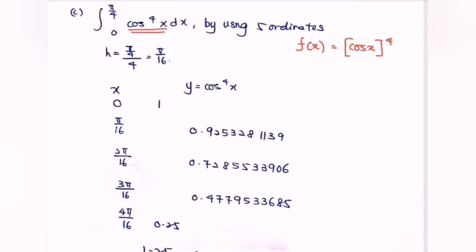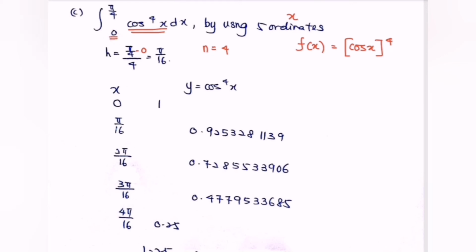So in here, 5 ordinates refers to the values of x. If you notice, given the situation, 5 ordinates means that the number of strips will be equal to 4. So what we have to do now is to find the value of h, or the width. So the width will be pi over 4 minus 0, and then divide by n, where n is equal to 4. So the width will be pi over 16.